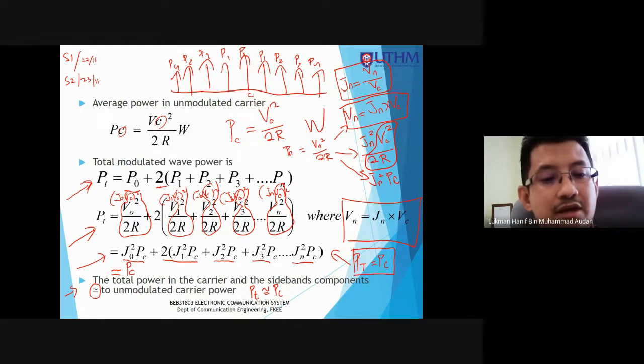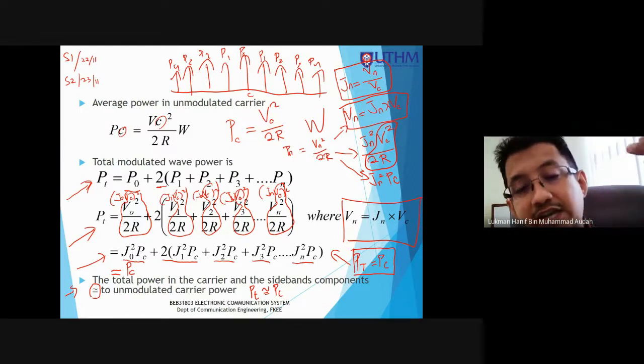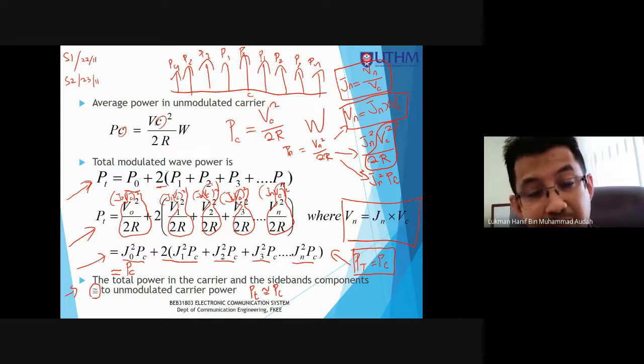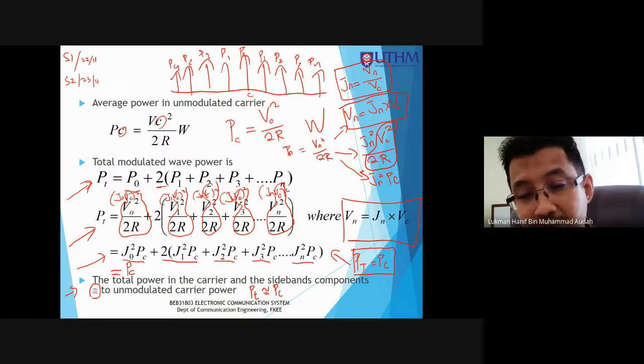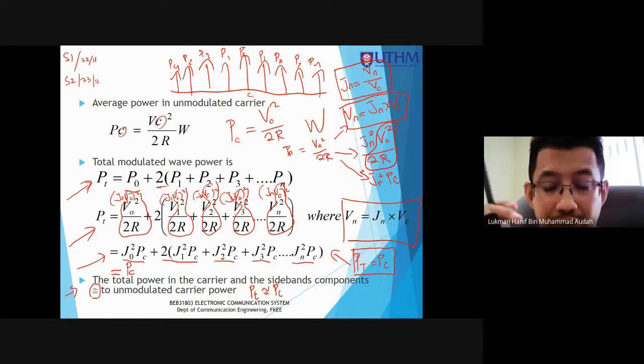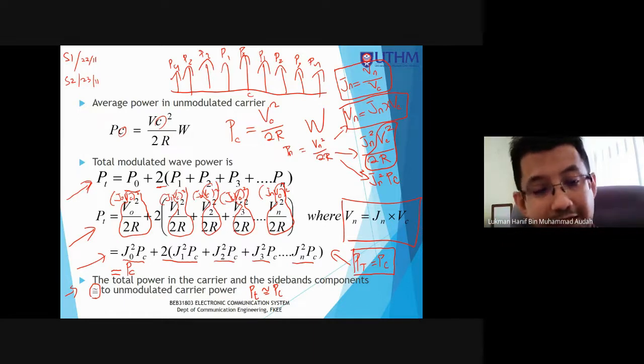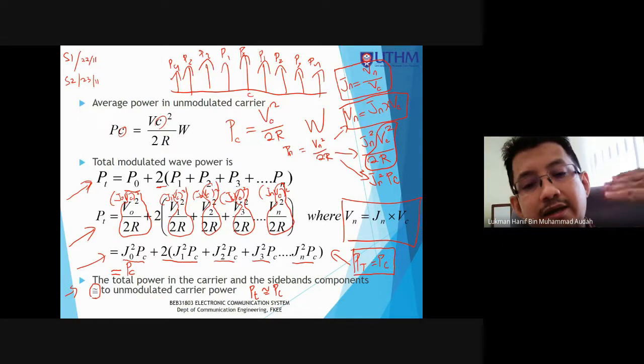Contoh, kalau diminta mencari power menggunakan Bessel table, bermakna dia minta you gunakan persamaan yang panjang. Okay, persamaan yang long equation ini mempunyai nilai J. So kenapa macam tu? Mungkin soalan ingin kamu terbiasa dengan Bessel table, for example. Tetapi biasanya dalam exam apabila kami tanya find the total power, so it is straightforward. You can use the short equation. Okay, tidak ada masalah.